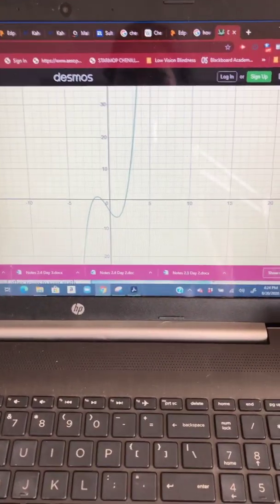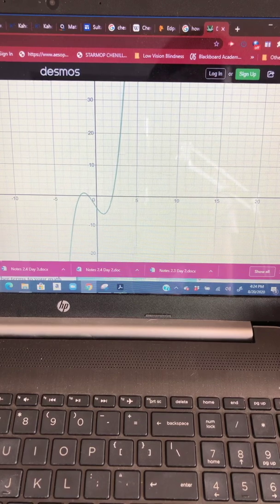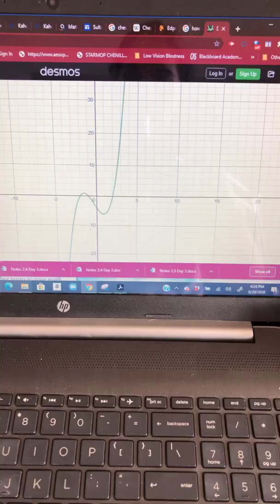So I decided to do all four. So I got them all ready for you guys. So this one is the first one, letter A. So this is what it looks like, which makes sense because it's a cubic. It has an x to the third power as the highest degree. So we know that that's what it should look like. So let's go ahead and plot that on our graph.